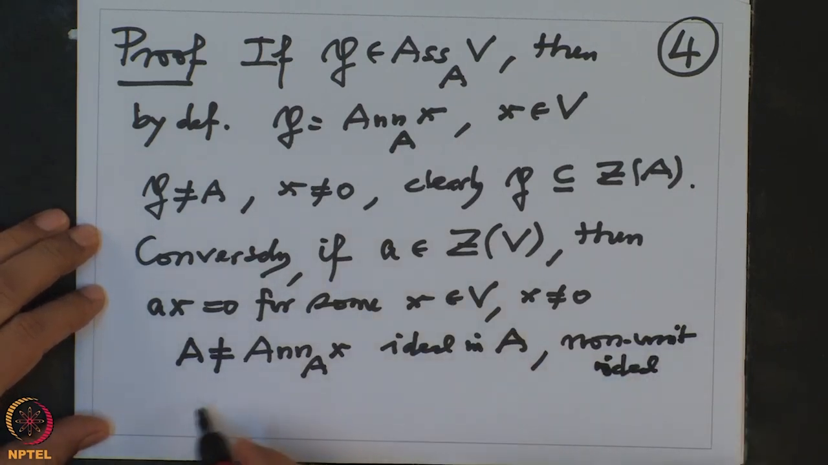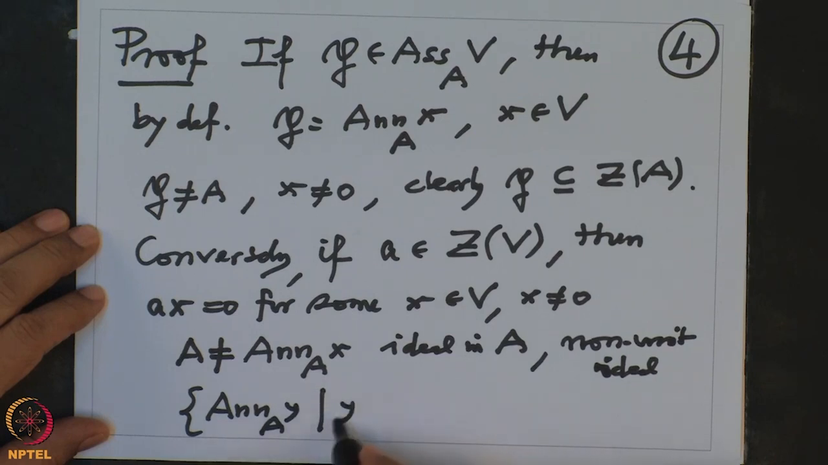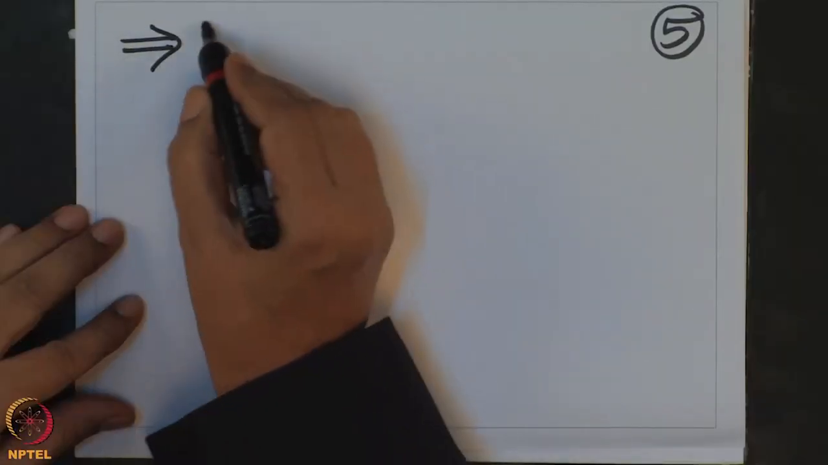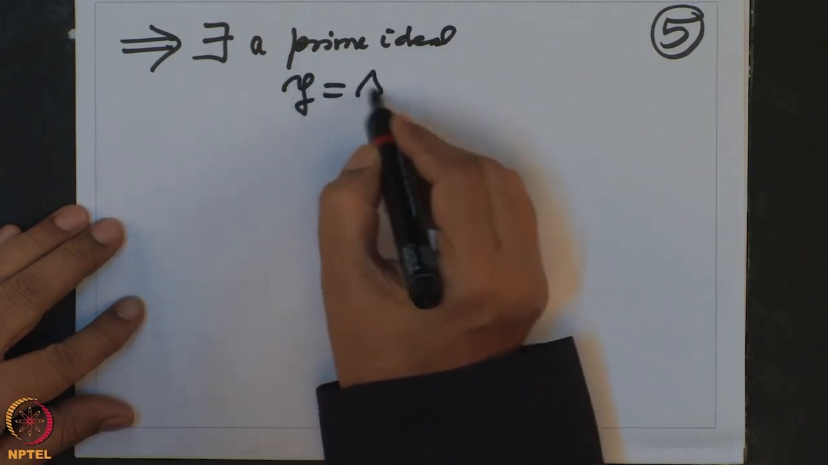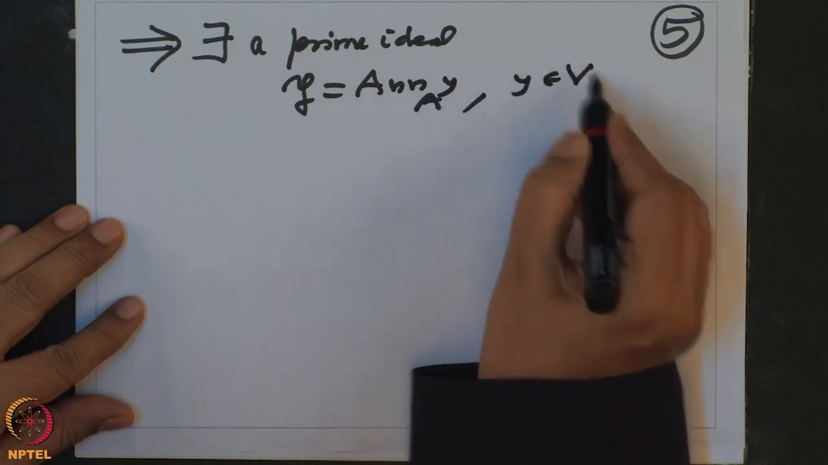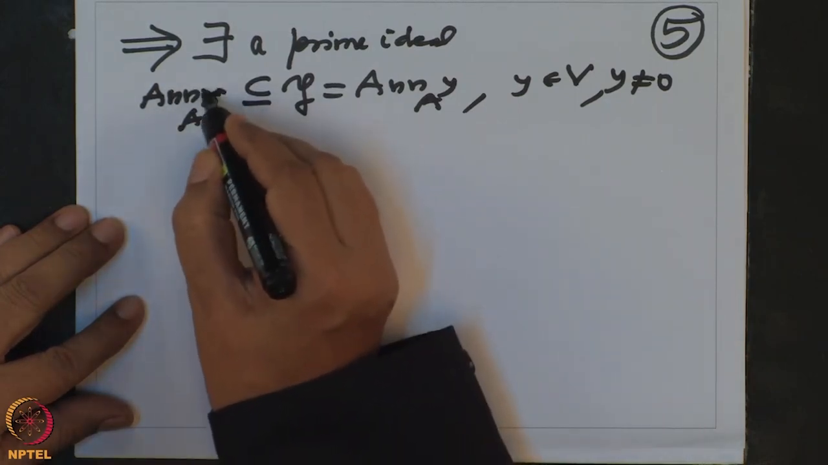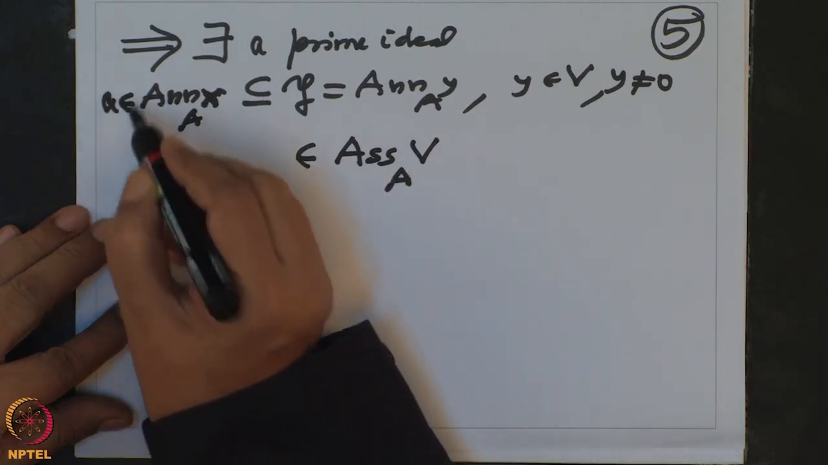So if I look at the family of annihilators, all annihilators of Y such that Y is in V, Y non-zero, and this annihilator contains the annihilator of X, this family of ideals will have a maximal element, and that maximal element is a prime ideal, and therefore an associated prime. So there exists a prime ideal P of the form annihilator of Y, where Y is in V, Y non-zero, and by our choice this contains the annihilator of X. So this P is by definition an associated prime of V in A, and the given a belongs to this.